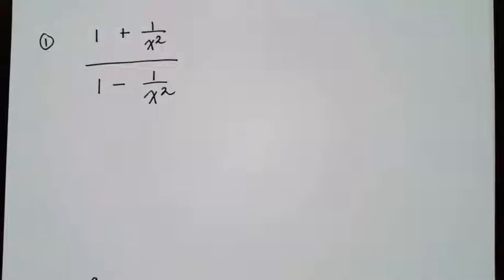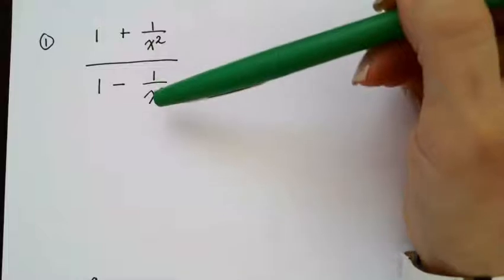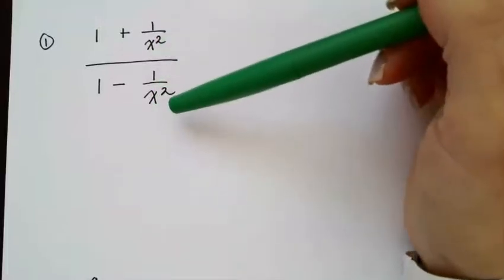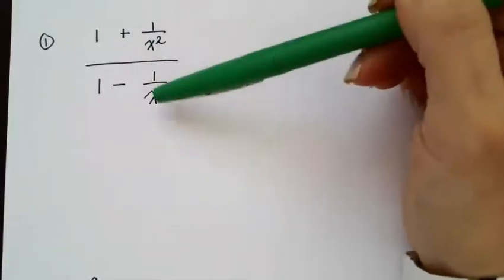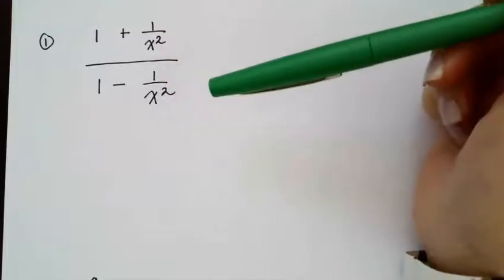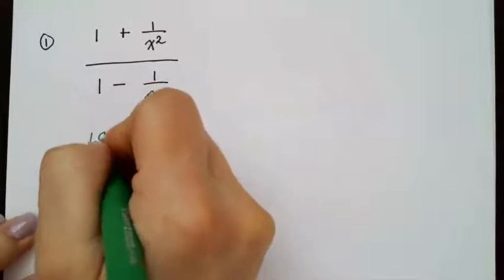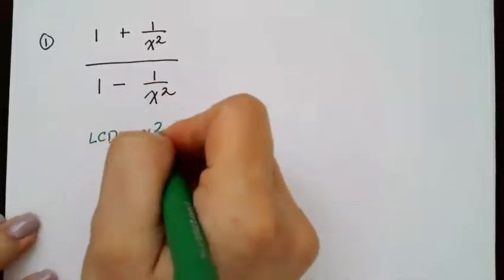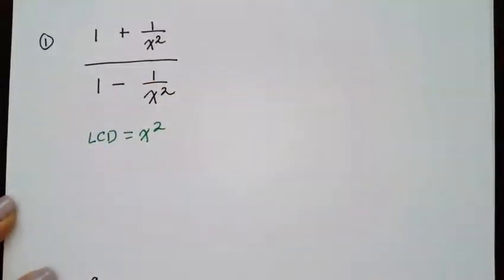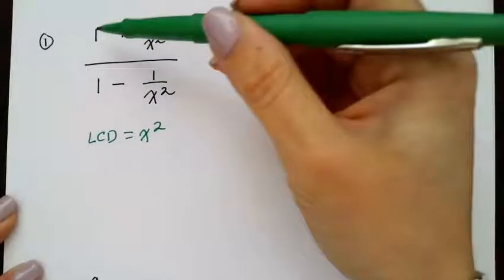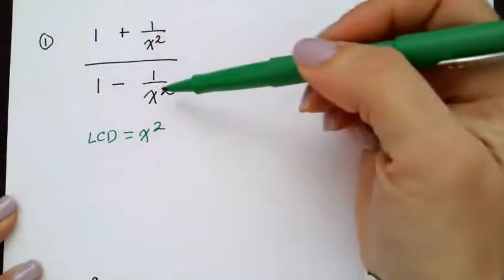So you're going to look at all of the smaller denominators. When I say smaller, I mean denominators of these fractions that are part of the numerator or denominator. I have two denominators that I'm focusing on. They're both x squared. So that means that my least common denominator will just be x squared. So I'm going to multiply every single term that I see by x squared. And I have four terms, two on the top, two on the bottom.